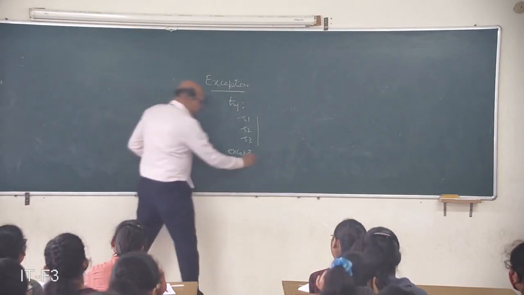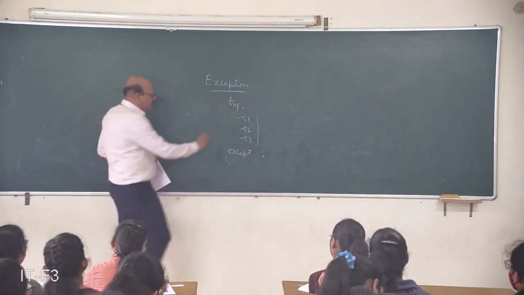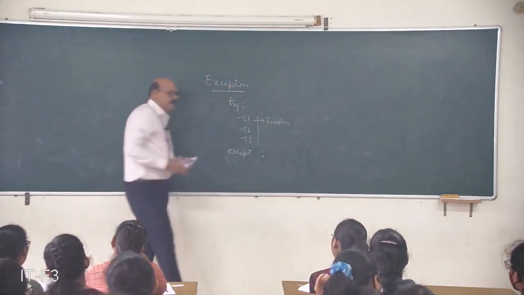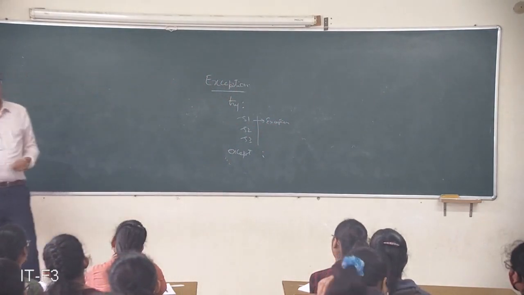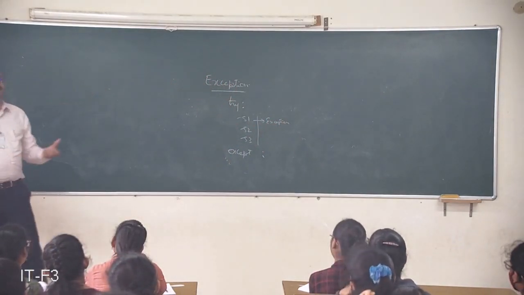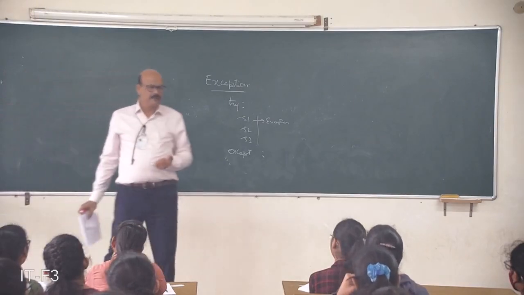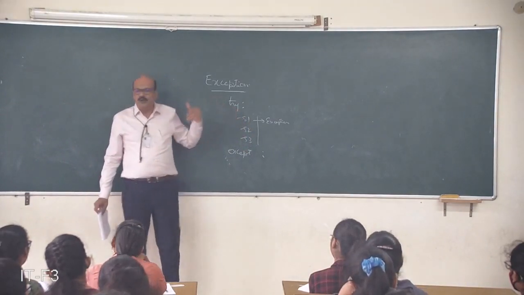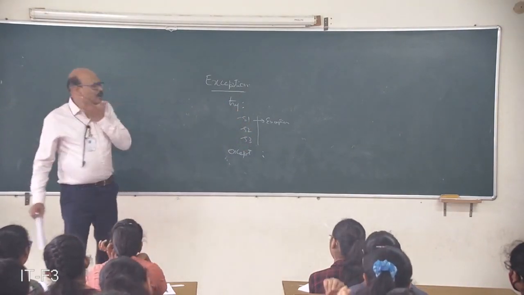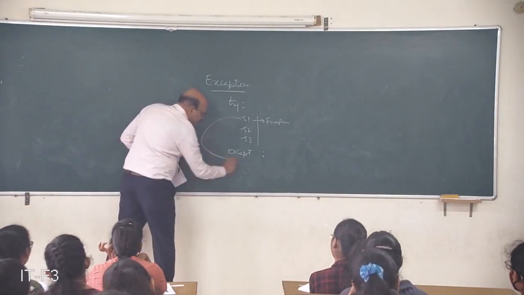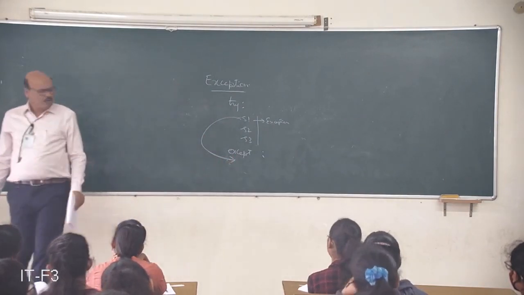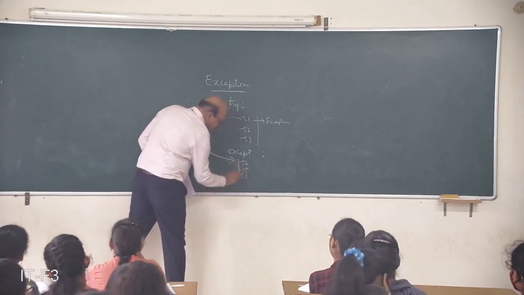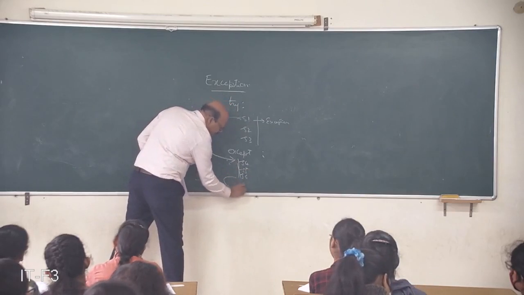Now, for example, if this S1 raises an exception, what happens? Generally when a statement raises an exception in a normal situation, the program execution terminates. But if you write these statements within the try block, the program will not come to an abrupt end. The control will be transferred to the except statement. Whatever statements you write here will be executed, and then the program comes to an end.